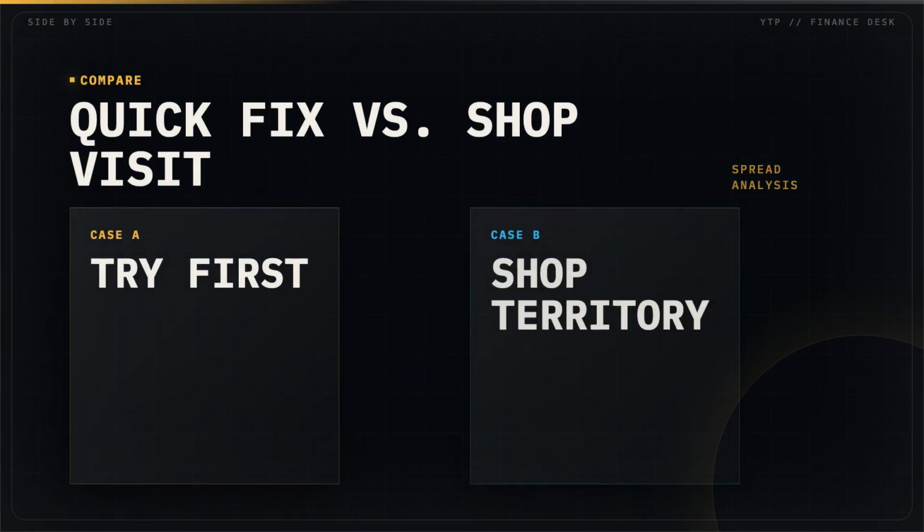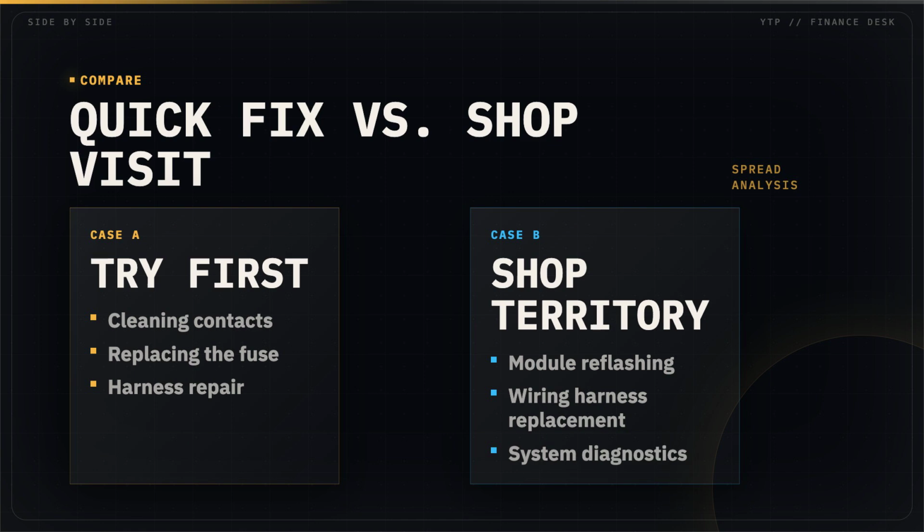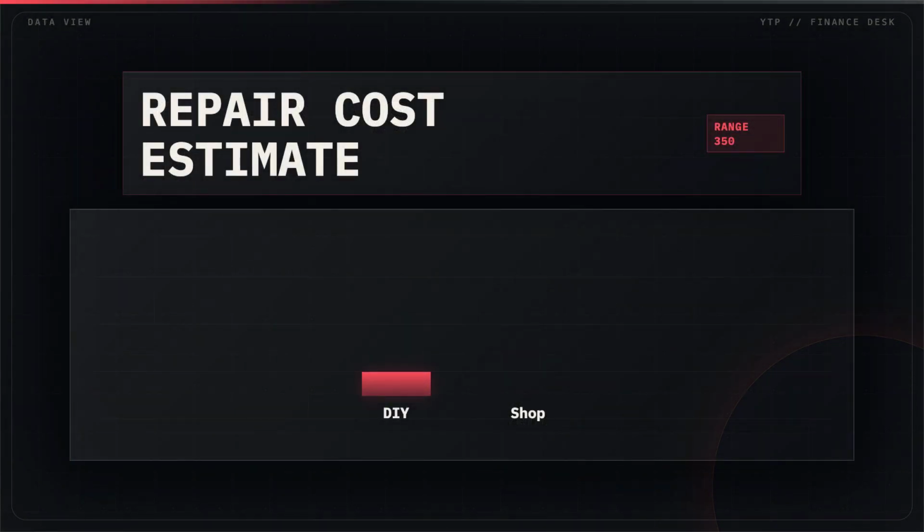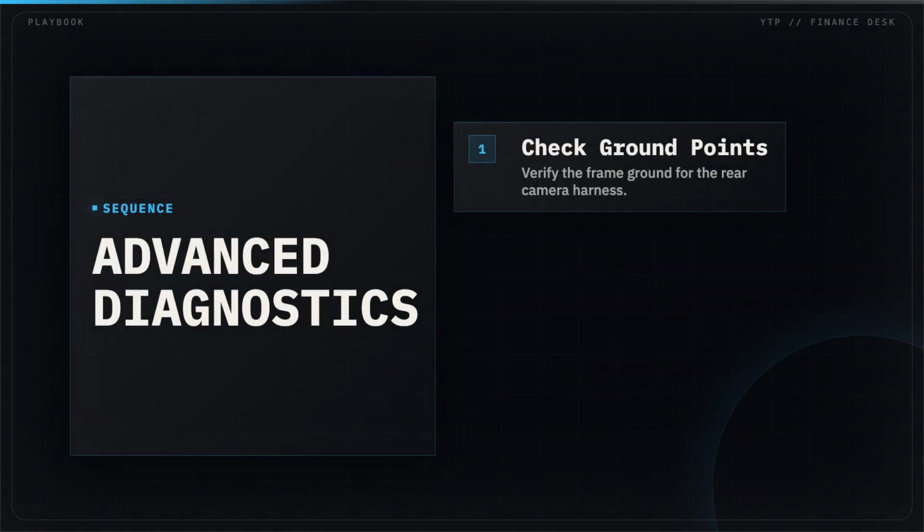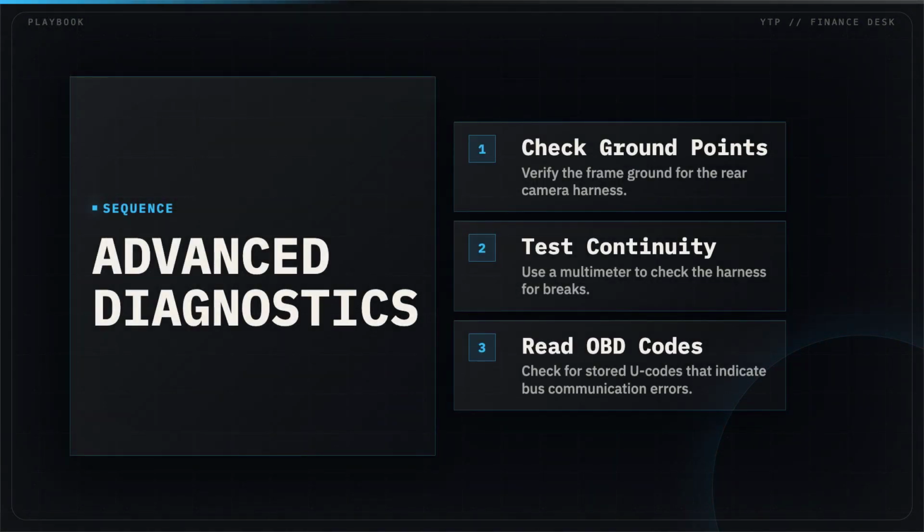Try cleaning the contacts and checking fuses yourself before heading to the shop for module reflashing. You can save hundreds by identifying the issue yourself rather than paying for dealer labor. For advanced troubleshooting, test your ground points, check circuit continuity, and read your vehicle's stored communication codes.